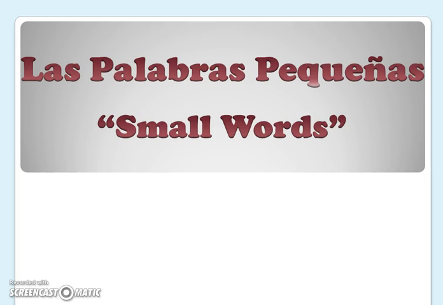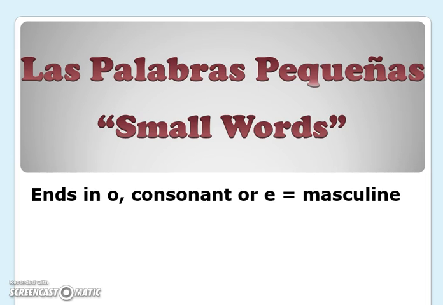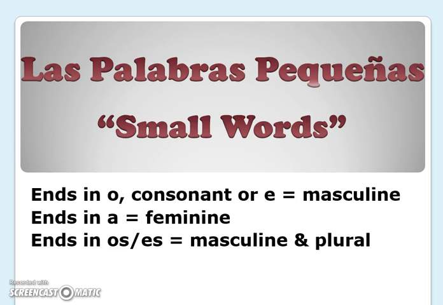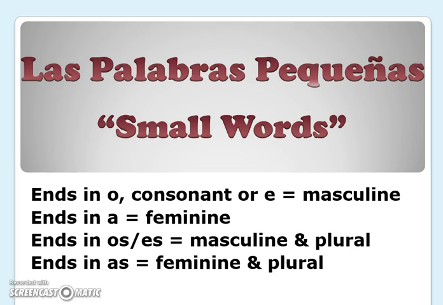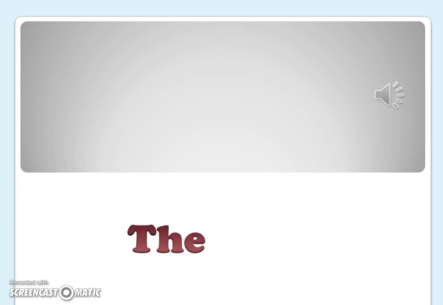So looking at page 35, you've got to remember that if a noun ends in an O, a consonant, or E, it's masculine. If it ends in an A, it is feminine. If it ends in an OS or ES, it means that the word is masculine and plural. If it ends in an AS, it means that the word is feminine and plural. Those are rules that we learned a couple weeks back and are still imperative that you understand about Spanish.